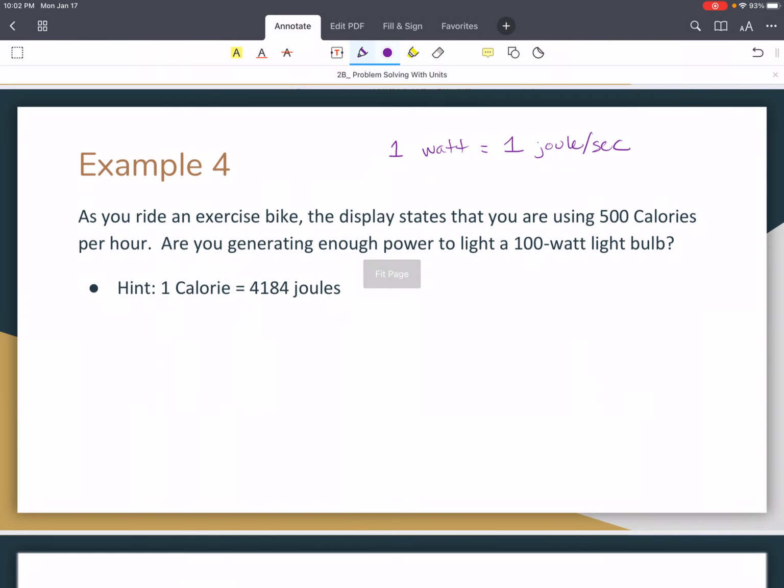Writing that down just so we can see it for this example. As you ride an exercise bike, the display states that you are using 500 calories per hour. So I'm just going to start by writing that. Are you generating enough power to light a 100-watt light bulb? So we're trying to end in watts. And I know watts is going to be a joule per second. Okay, look, one calorie is 4,184 joules.